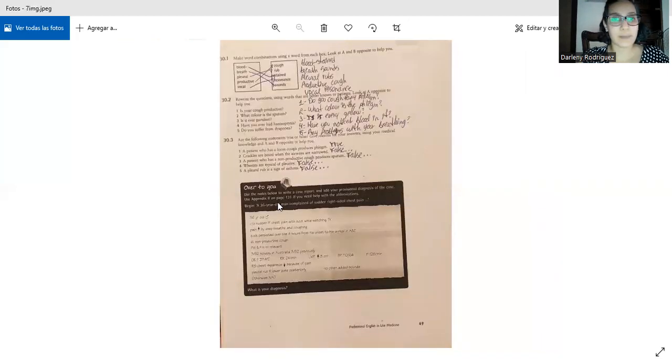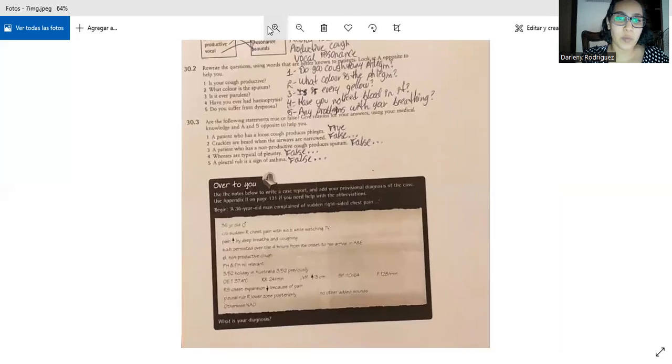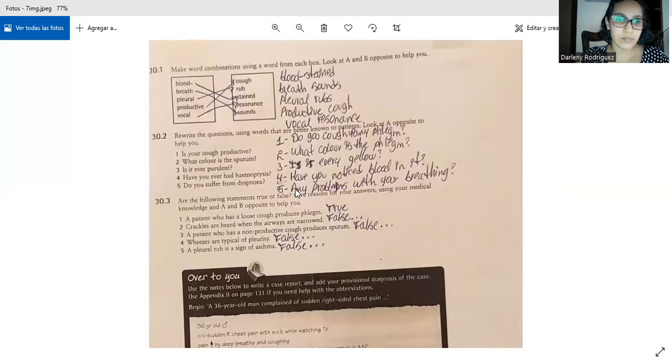Now chapter 30.1. Make word combinations using words from each box. Blood stained, breath sounds, pleural rubs, productive cough, vocal resonance. Point 2. Rewrite the questions using words that are better known to patients.